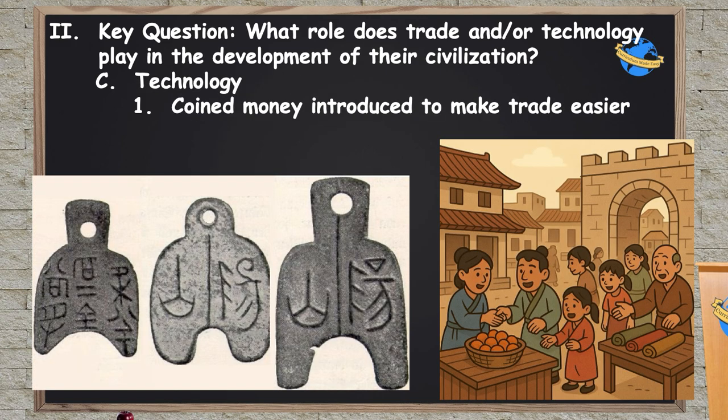Another innovation the Zhou dynasty brings to this region at this time is coined money. Now, coined money makes trade a lot easier. So you can see here some examples of the coins used at this time. So it doesn't look like the circles you're familiar with.